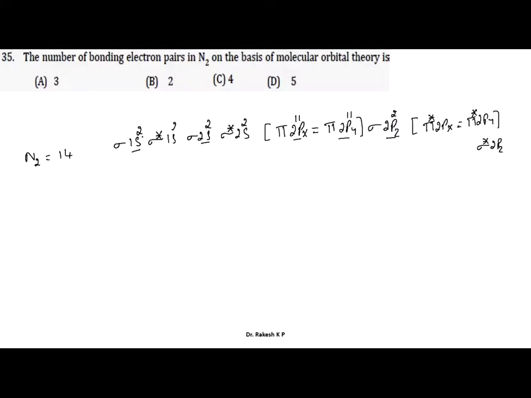But you have to identify how many pairs: 1, 2, 3, 4, 5. That means there are 5 pairs of bonding electrons that we can identify. Hence the option is D. The option is D. Let me move on to the next question here.